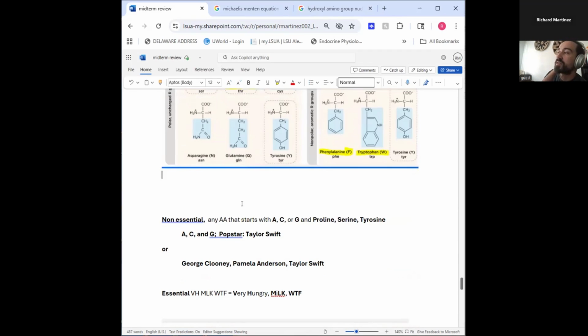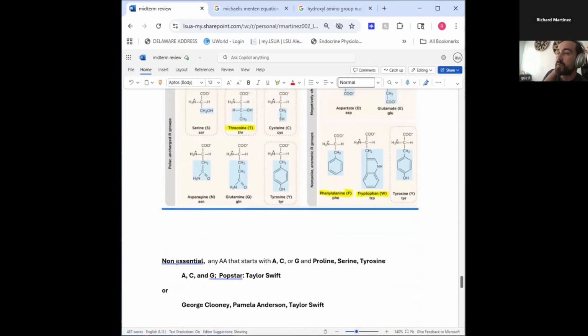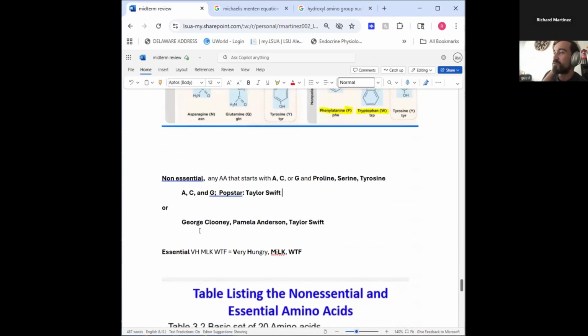Any amino acid that starts with an A, C, or G is going to be a non-essential. We have proline, serine, and tyrosine in that group as well. So if we remember ACG, and then pop star Taylor Swift: P for proline, T for tyrosine, and S for serine, Swift. If that one doesn't stick to you, maybe you might remember it in 10 years out of nowhere. You can remember George Clooney, Pamela Anderson, Taylor Swift, just the first letters.